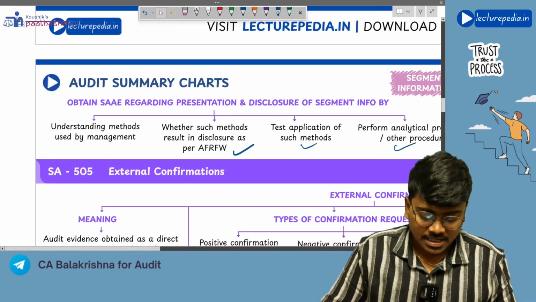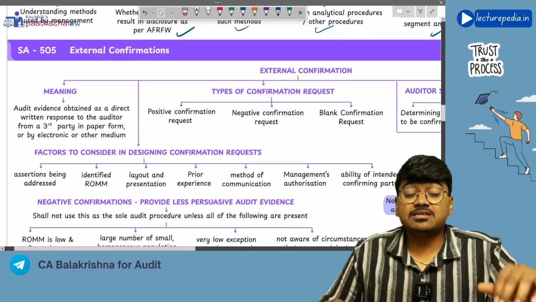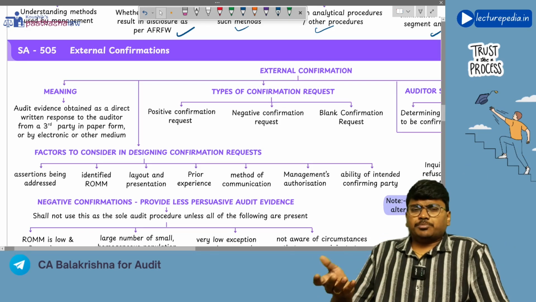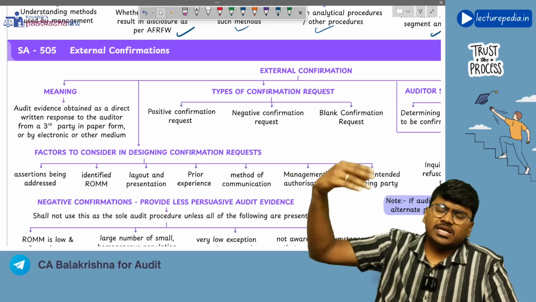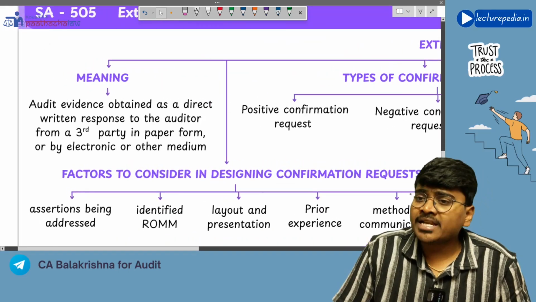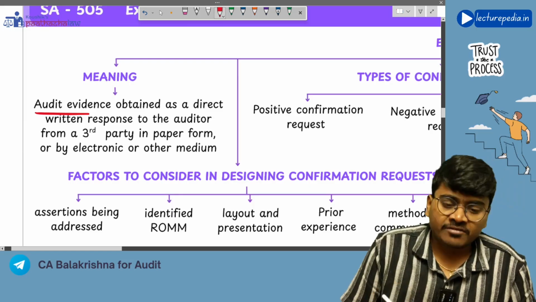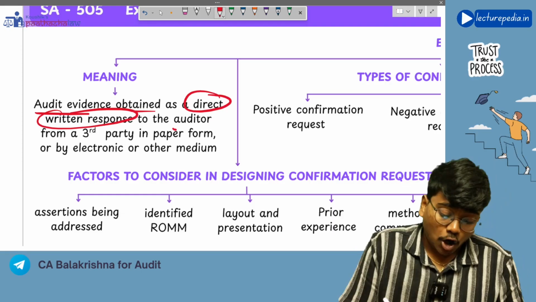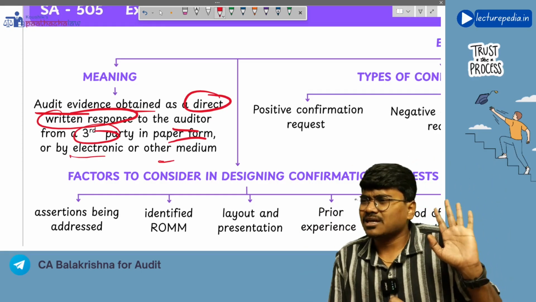Yes. Now we will go to SA 505, which is external confirmation. External confirmation is simple. You will send a confirmation request to a third party asking to confirm the balance or any other item. You can ask for confirmation, right? See, what is the meaning of external confirmation? External confirmation is audit evidence obtained as a direct written response to whom? To the auditor. From whom? From a third party. How? In paper form or electronic or other medium.